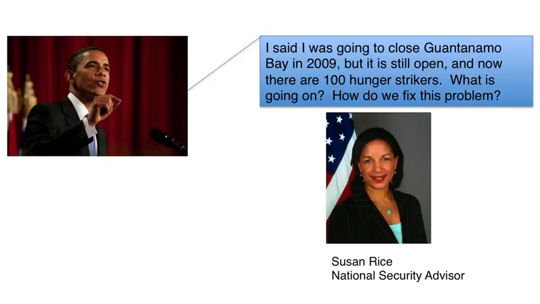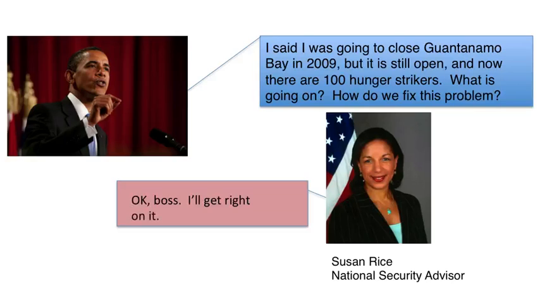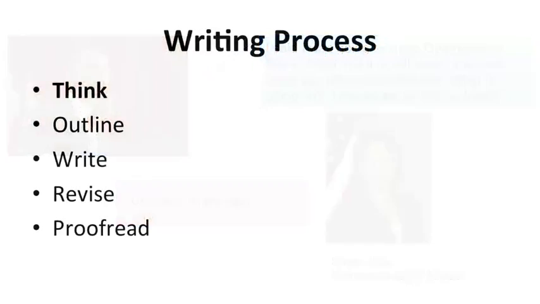And of course, the security advisor is going to say to him, okay, boss, I'll get right on it. So he's not necessarily expecting the answer right away, but she's going to go back, talk to her advisors, and they're going to present a decision memo for the president about what direction to go on Guantanamo. And so this is our task, this is our framing of the issue.